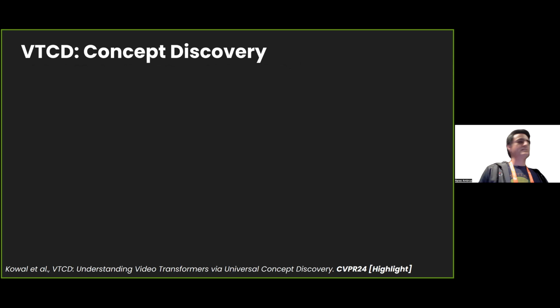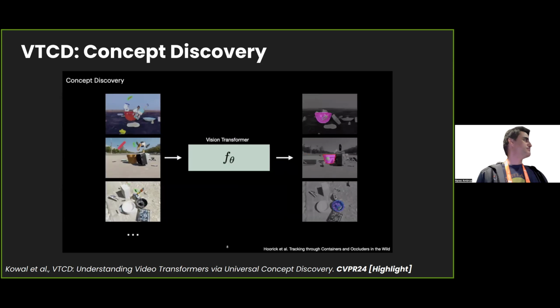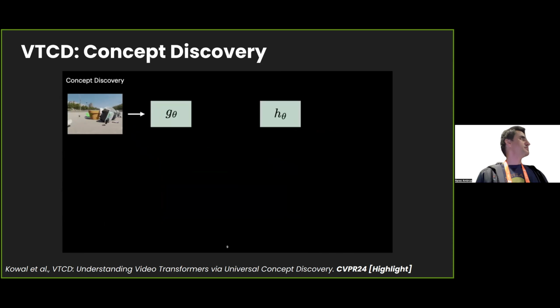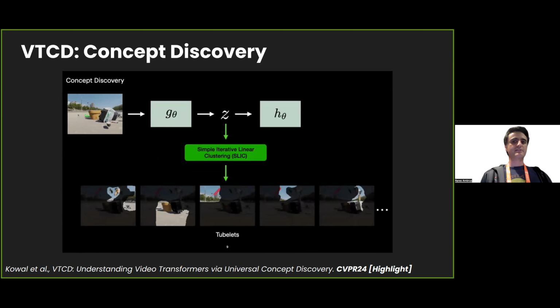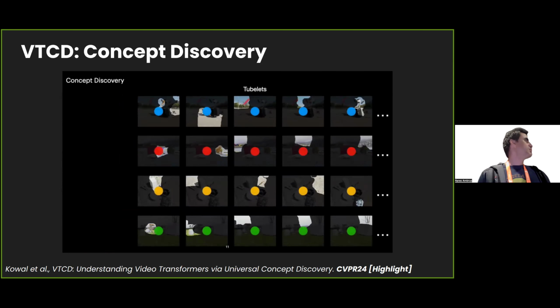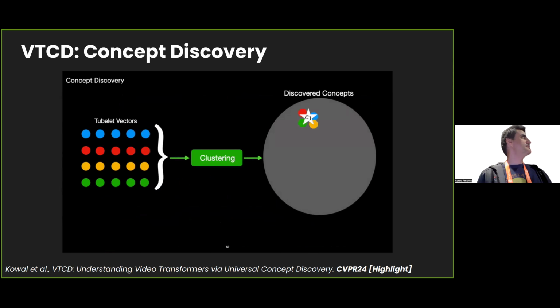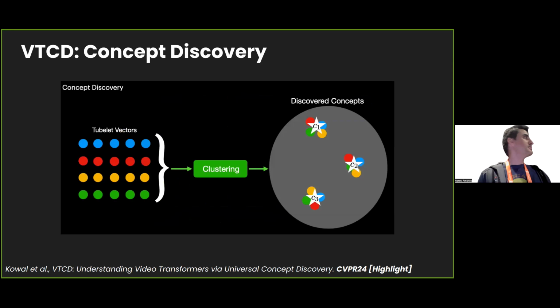Okay, so we're going to briefly go through the different steps involved in this method and try to get an understanding for how this works and what these models learn. So, concept discovery. We first take a set of videos, we pass them through a vision transformer, and we obtain a set of intermediate representations, which we then cluster using SLIC, which we found to work better than other methods, and we obtain tubelets. We repeat this process for several videos in the dataset, and we obtain a dataset of tubelets, which we then cluster, and these form the resulting concepts in the model.